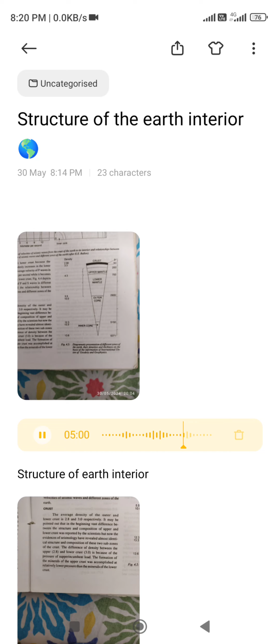Basically the mantle is formed of silicate minerals rich in iron and magnesium. Okay. Now come to the core.